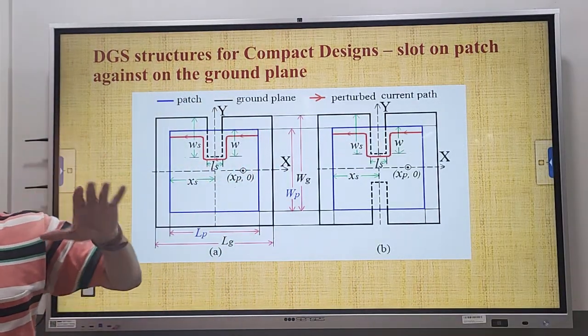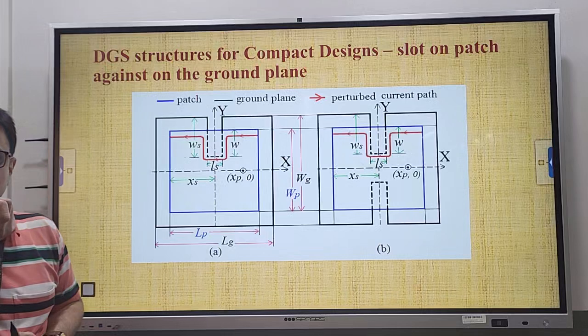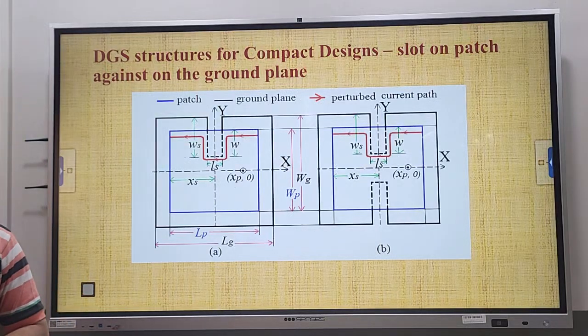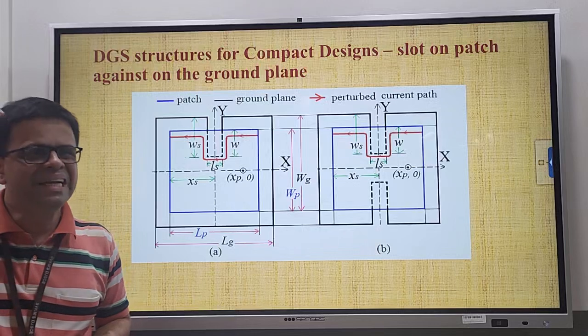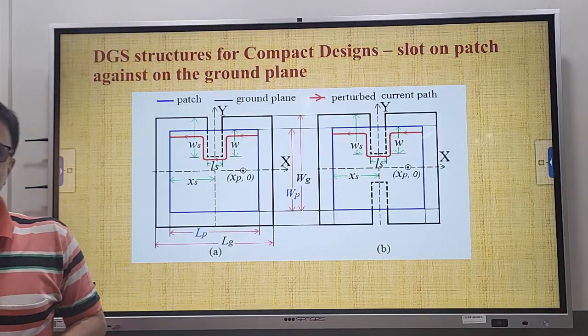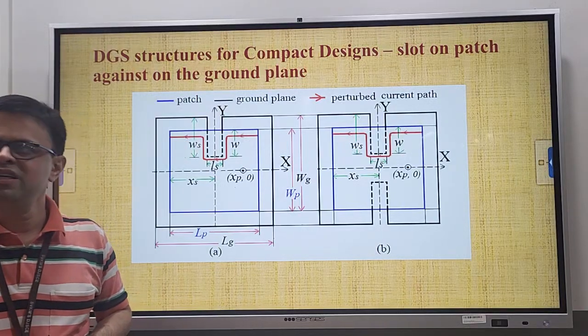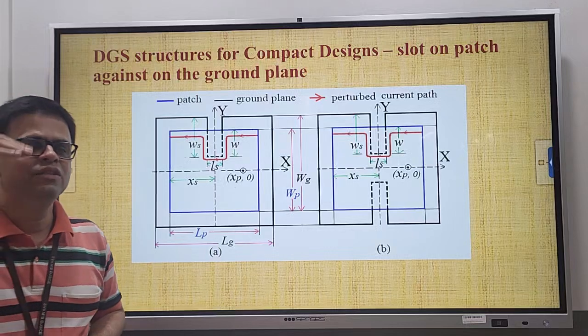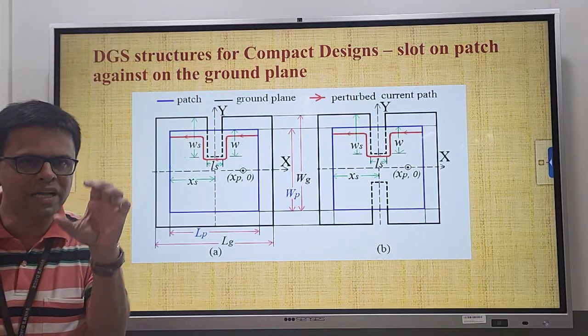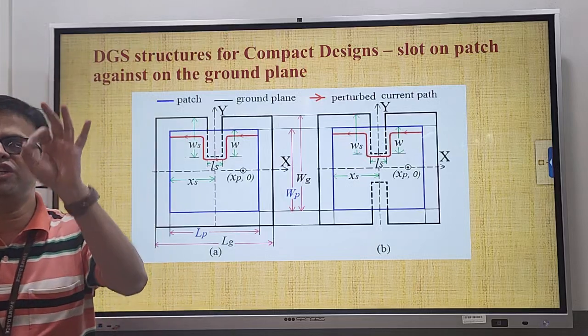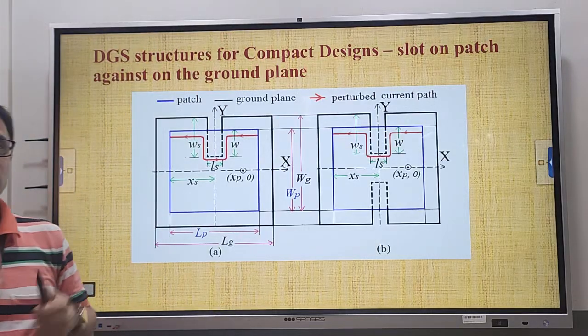But a slot on the ground plane provides better control of the impedance variation, because when you put a slot on the patch, impedance increases. Those details you can find in the compact microstrip antenna lectures. So a slot on the ground plane increases the impedance variation, whereas with a slot on the patch, the level of impedance variation is not higher, so it is easy to control.